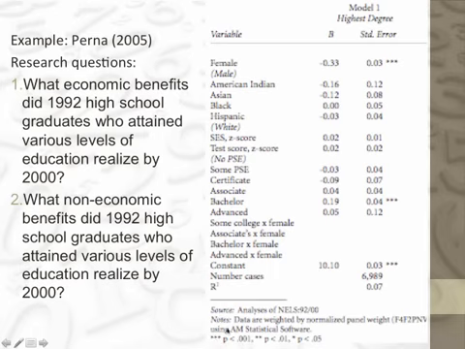Three stars there, so that means that difference is statistically significant at a p-value of less than 0.001, so we're 99.9% sure that in the population of high school graduates in 1992, their income was higher when they had a bachelor's degree than those who had no post-secondary education. So we're 99.9% sure that those with a bachelor's degree have higher incomes than those who didn't have any post-secondary education.